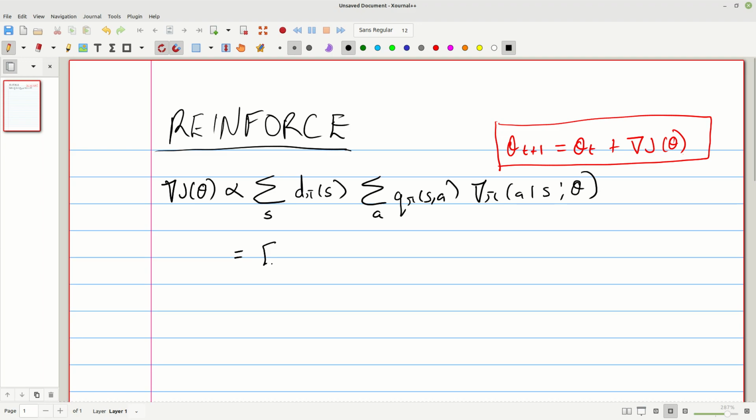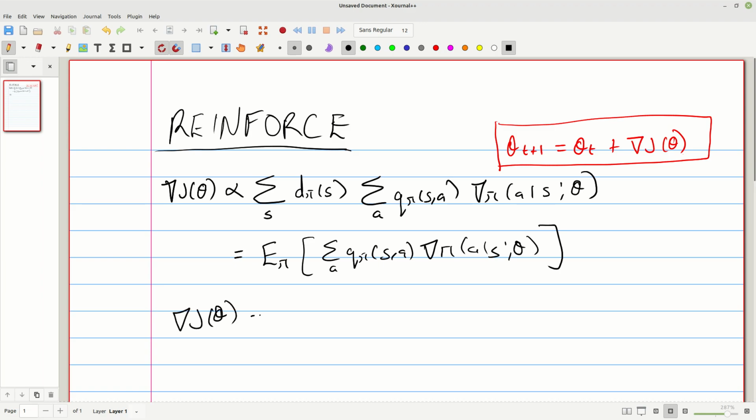Written another way, this is an expectation under pi of the summation over all actions of q pi s comma a times this other term. Right now we say it's an expectation because we're doing it over our states. But for a proper expectation, we need to say what the weight for each state is, and we also need to compute the weights for each action as well. So what we can do with this expression is multiply and divide it by pi a given s.